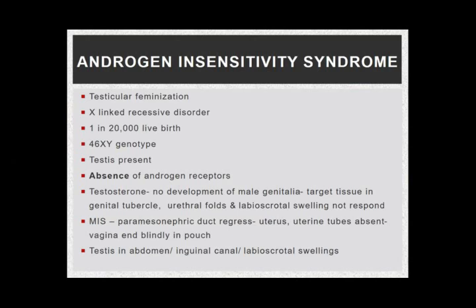अब Mullerian inhibiting substance जो है उसका level कम है, तो as a result अब paramesonephric duct जो है वो sorry Mullerian inhibiting substance है, as a result ये paramesonephric duct is depressed कर जाएगी, uterine tube absent है, vagina whatever little develops ends in a blind pouch. Testis in these conditions could be either in the abdomen or in the inguinal canal or in the labioscrotal swellings.